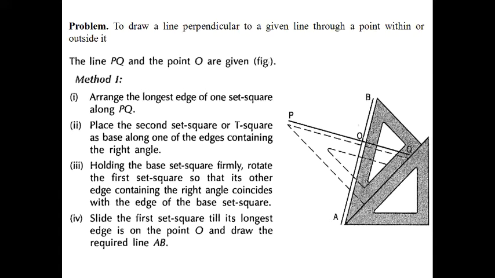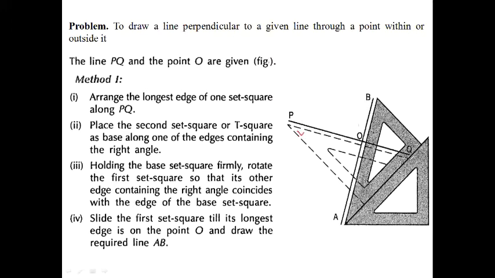Then another set square or T square as a base along one of the edges containing the right angle. This is the edge containing the right angle. After that, what will you do? First you draw the PQ line. You have to draw another perpendicular line at O, means you have to draw AB, a perpendicular to PQ. So first you hold this first set square in this way.